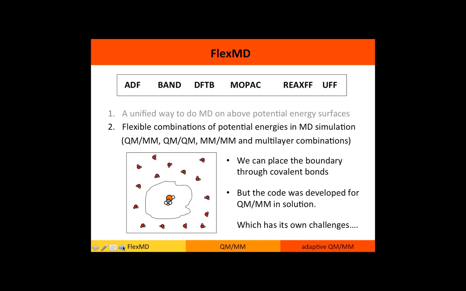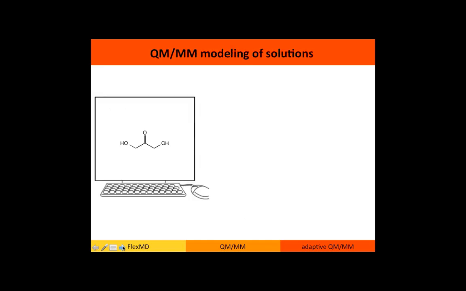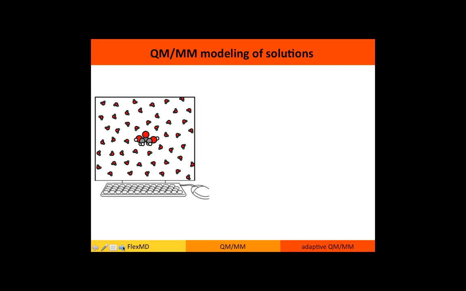Okay, so like I said, this code was developed for QM/MM in solution, and doing QM/MM simulations in solution well has its own challenges, which I will discuss in the following few slides. I will discuss it using this example. This is an example solute molecule, dihydroxyacetone, and this is a schematic representation of that same molecule. And I want to do a QM/MM modeling of that molecule in water. So here you see dihydroxyacetone solvated in a whole bunch of water molecules.